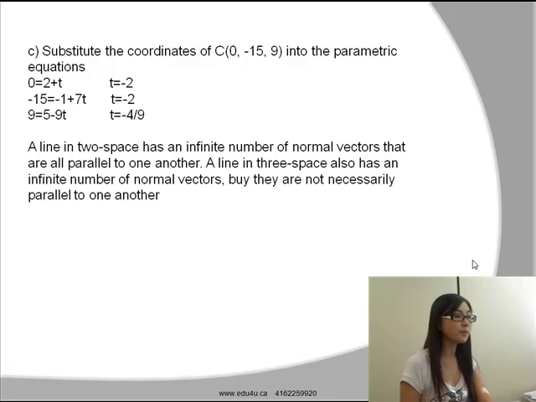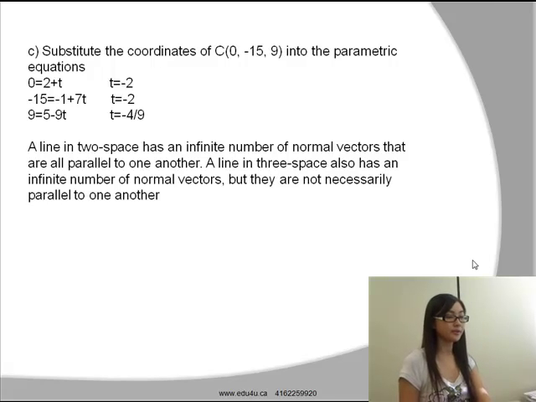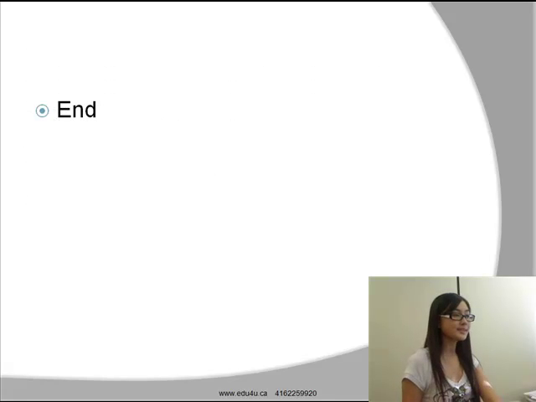A line in 2-space has an infinite number of normal vectors that are all parallel to one another. A line in 3-space also has an infinite number of normal vectors, but they are not necessarily parallel to one another. And that's the end of this lecture.